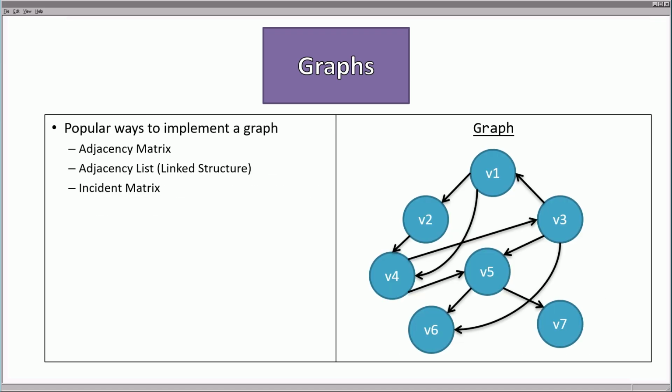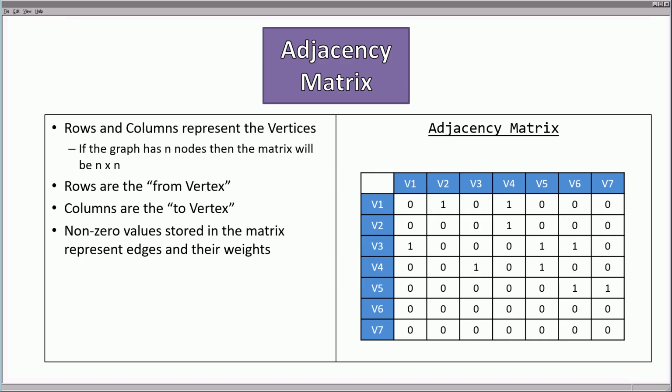Now, there are three popular ways in order to implement a graph. First is called an adjacency matrix, then an adjacency list, in other words, the linked structure, and also an incidence matrix. Today, we're going to examine an adjacency matrix. The way that we represent a graph using an adjacency matrix is as follows. The rows and the columns represent the vertices. So for example, if the graph had n nodes or vertices, I'm going to interchange those terms a lot, then the matrix will be n by n.